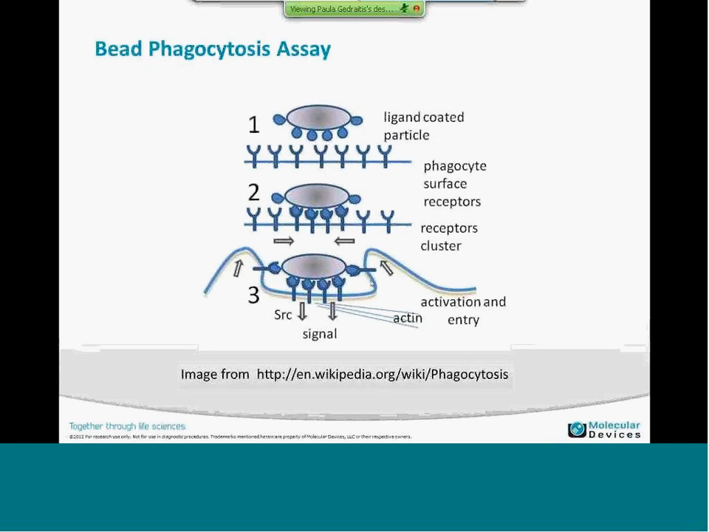So, phagocytosis is very important for the immune system, for immune cells to engulf bacteria and other debris, as well as dying cells. And in a typical assay, you'll have a particle that's coated with a ligand and also coated with some sort of fluorophore. And if the cell is able to phagocytose, you will see it engulf the particle, and you'll see it appear inside the cell.